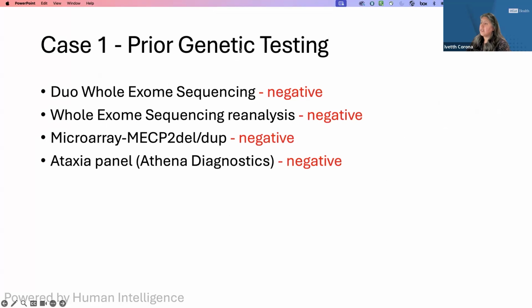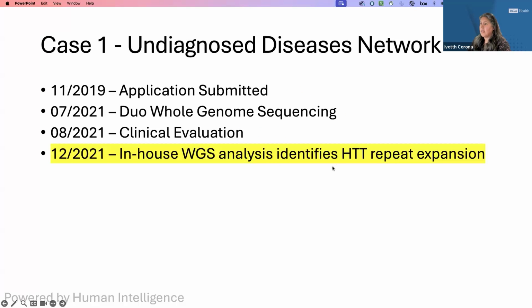Then we had prior genetic testing before they joined the UDN. They did duo whole exome sequencing that was negative, and whole exome sequencing reanalysis that also was negative. A microarray was negative, and an ataxia panel from Athena Diagnostics was negative as well.